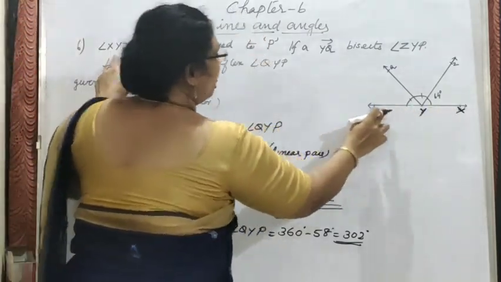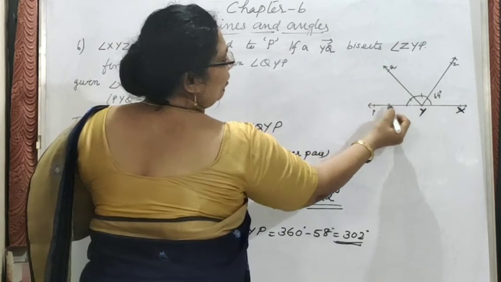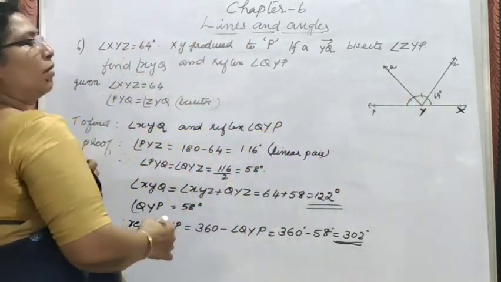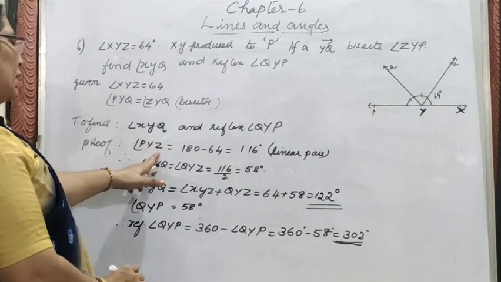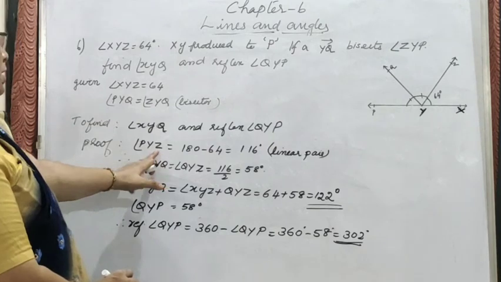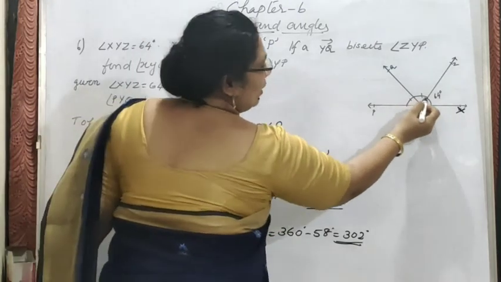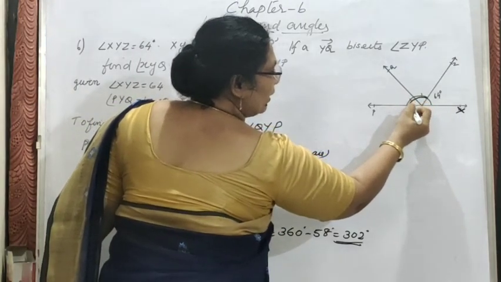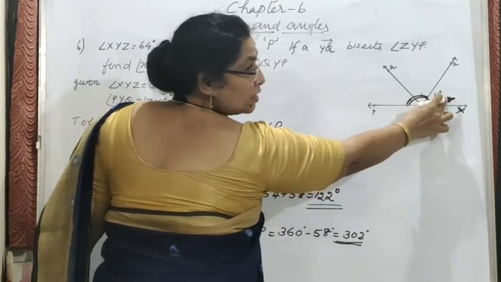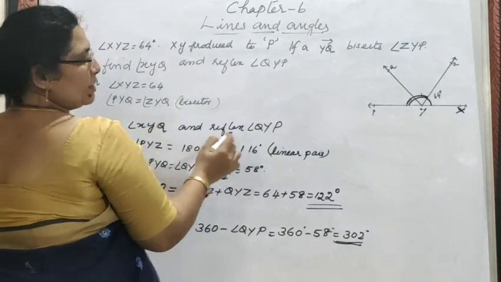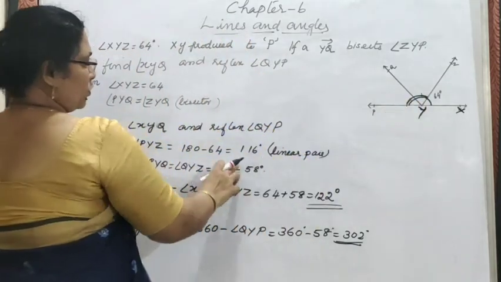XY is produced to P, so we have produced to P only. Next YQ. YQ bisects ZYP. ZYP is bisected by YQ. So the diagram is completed. Now XYQ. Angle PYZ means 180 minus 64, equal to 116. That means which angle, you tell me? PYZ is this whole angle, right? This whole angle is 180 minus 64, right? This is 64 only. So angle PYZ means 180 minus 64, so 116.